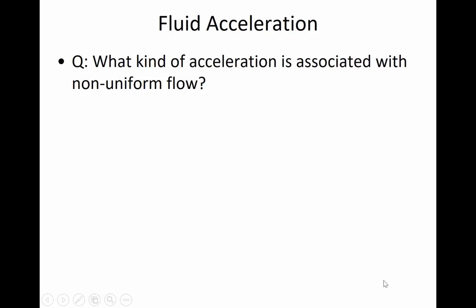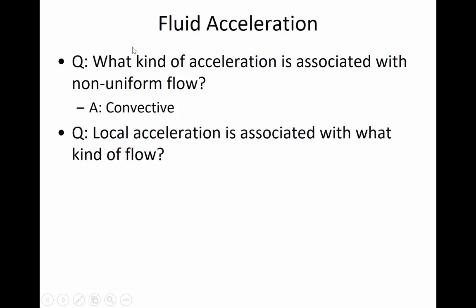Okay, remember the definition of non-uniform flow, that's where the flow is varying with respect to position. So that's convective acceleration. Okay, so if you got that right, give yourself a bonus point, like if you're keeping track of your own personal bonus points. So at the end of the day, you do something nice for yourself.